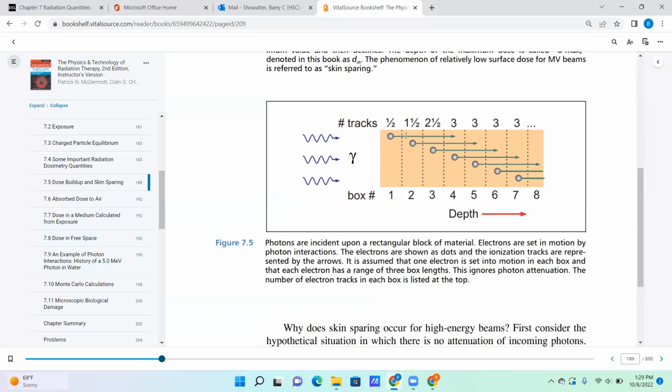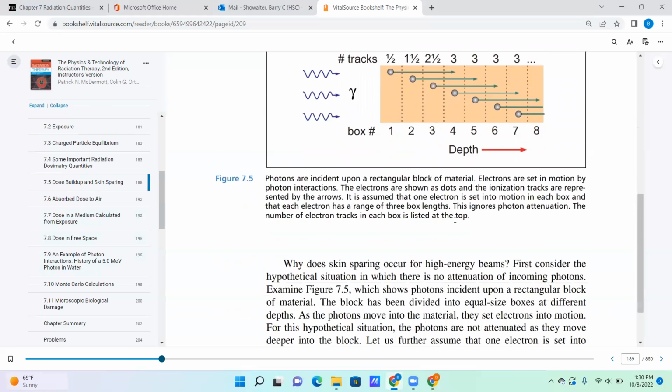You can see here in this block, you've got a full track going through here and half a track from this guy. So you've got 1.5. In this box, you've got 2.5. Here you've got 3 because this one stops at around the same time this one starts. But you still have 2 full tracks here. And so you can see as you go forward here that you've got a consistent number of tracks going through this phantom.